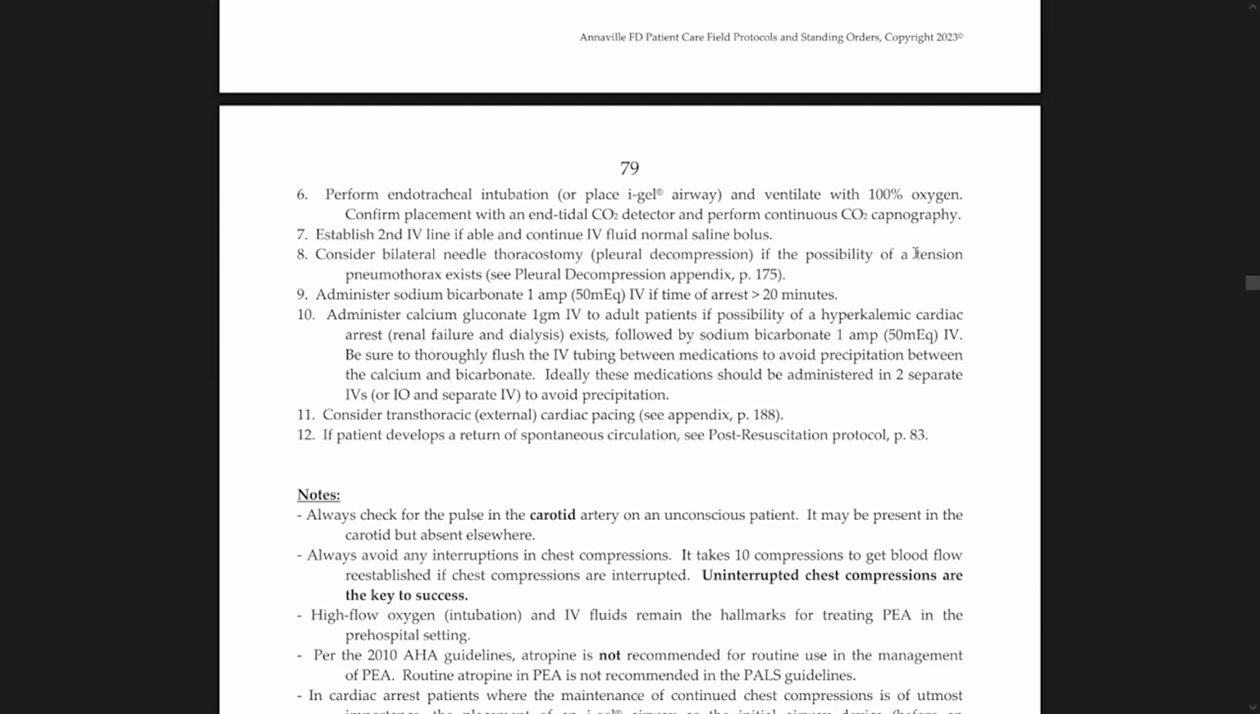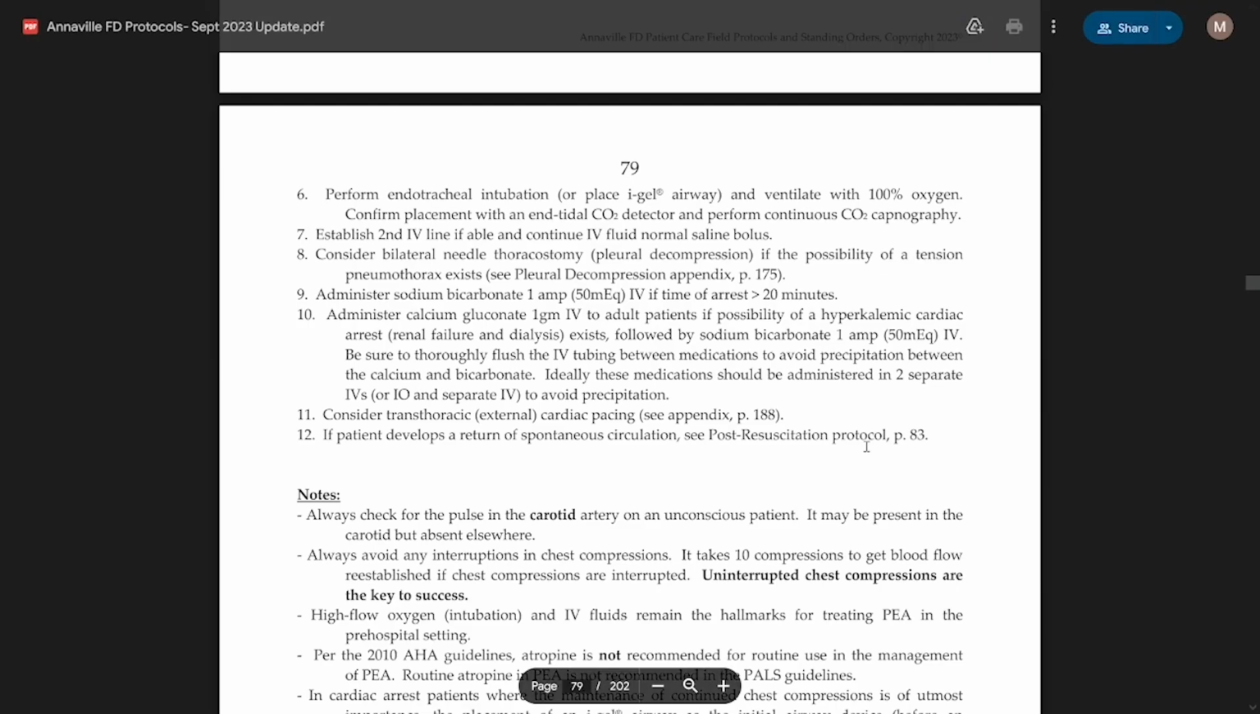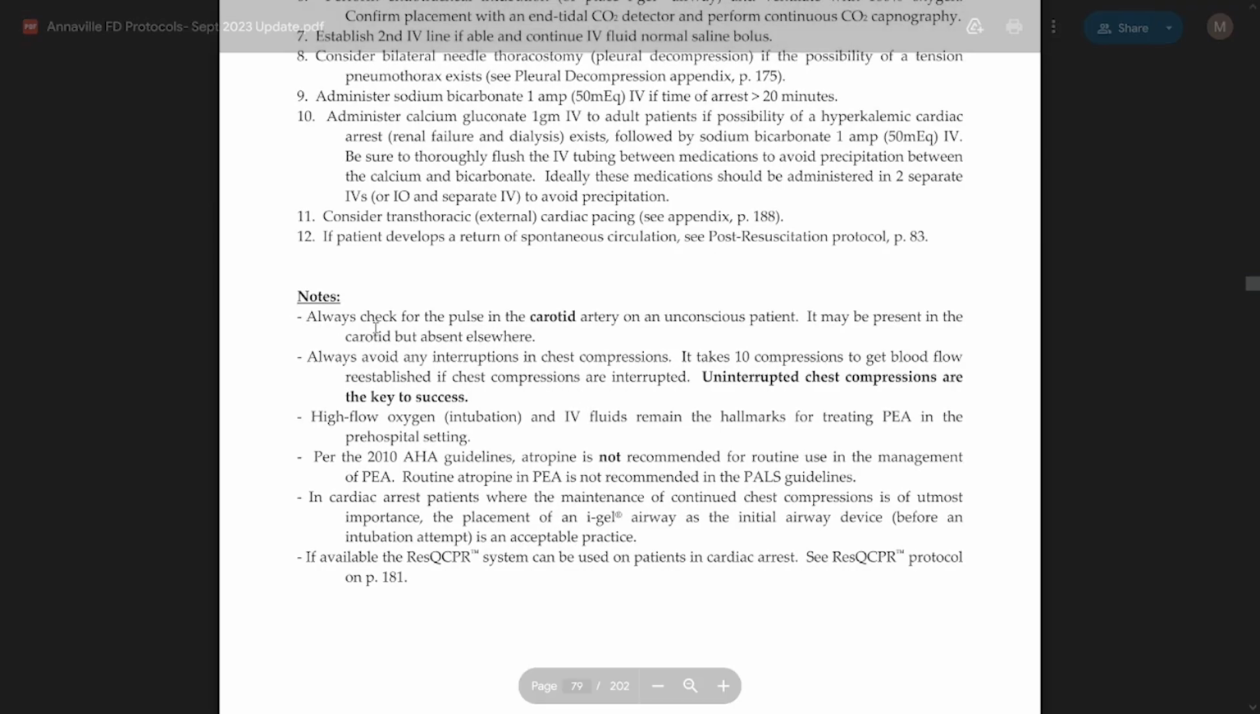Consider transthoracic external cardiac pacing, see page 188. If the patient develops a return of spontaneous circulation, see post-ROSC protocols at page 83. Note: always check for the pulse in the carotid artery on an unconscious patient. It may be present in the carotid artery, but absent elsewhere. Always avoid any interruptions in chest compressions. It takes 10 compressions to get good blood flow reestablished if chest compressions are interrupted. Uninterrupted chest compressions are the key to success.